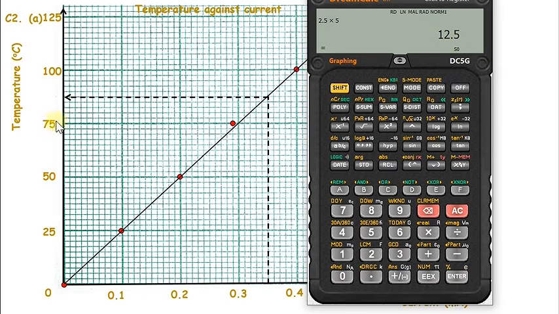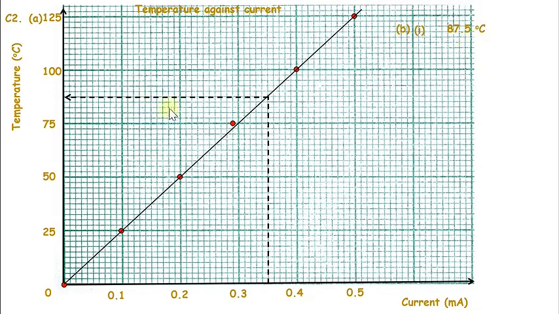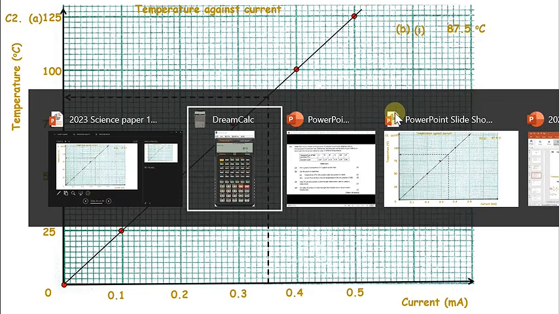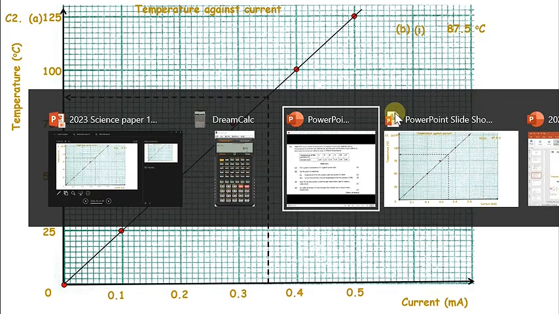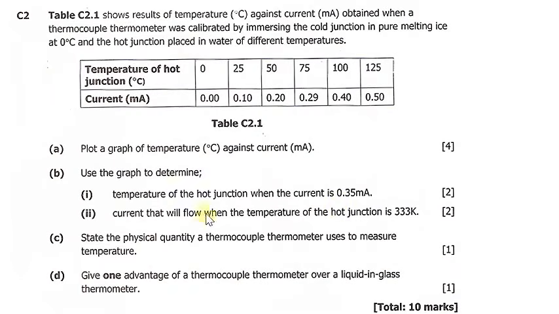So 12.5, you add on 75 plus 75, you get something like 87.5. That's how I arrived at 87.5. That will be the temperature when the current is 0.35 milliamps. Then 2, they're saying current that will flow when the temperature of the hot junction is 333 Kelvin.